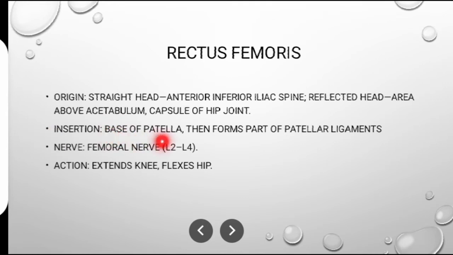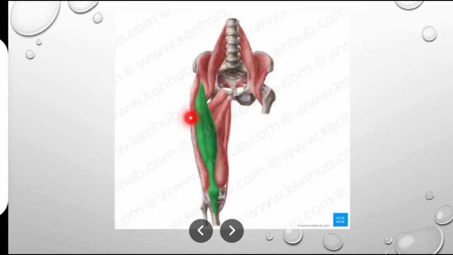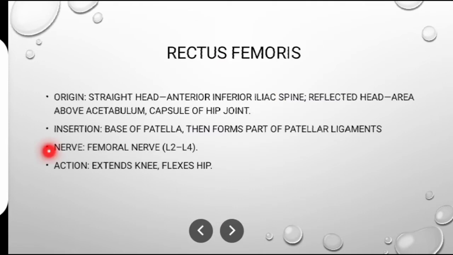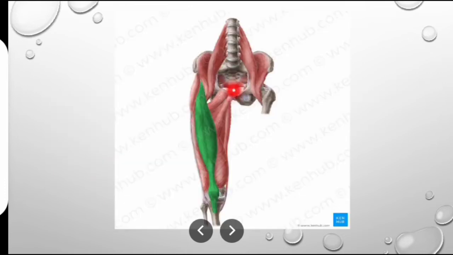Insertion: base of patella, then forms part of the patellar ligament. This is the rectus femoris muscle. Nerve supply: femoral nerve. Action: knee extension and hip flexion. Rectus femoris muscle is involved in hip flexion and knee extension.